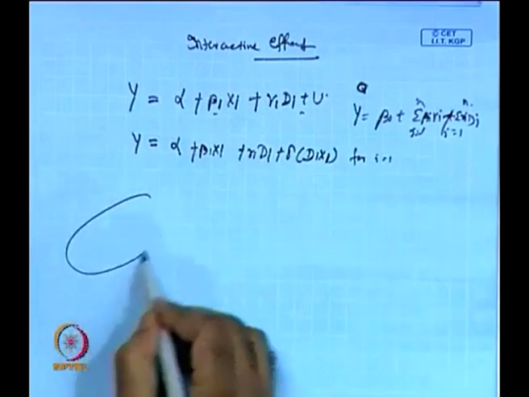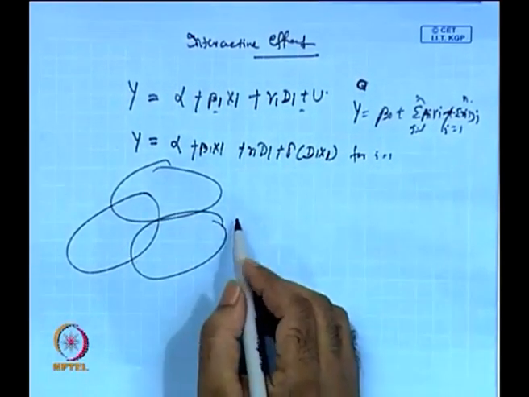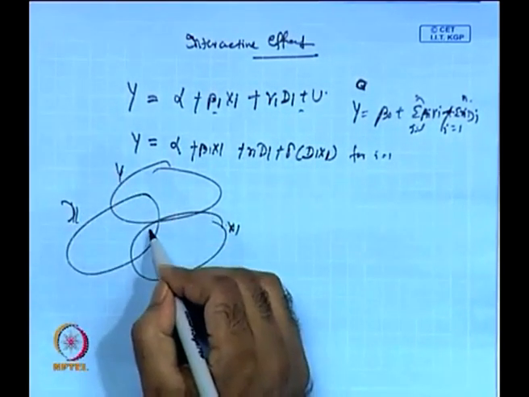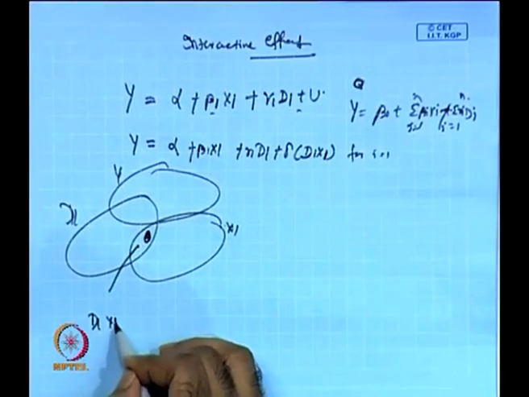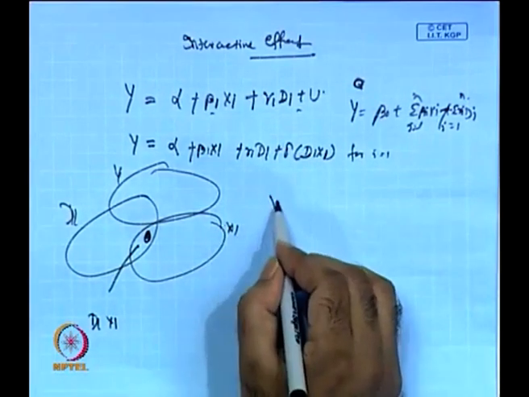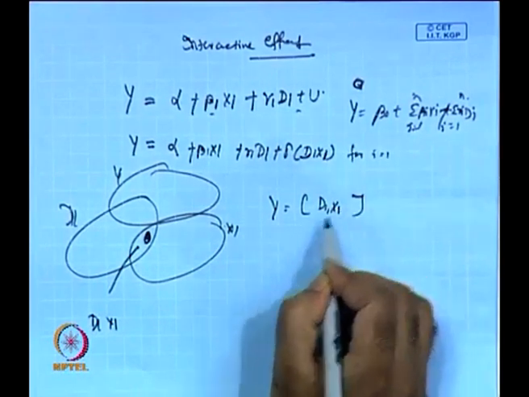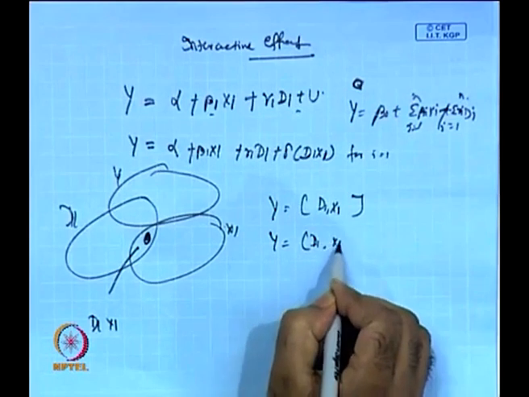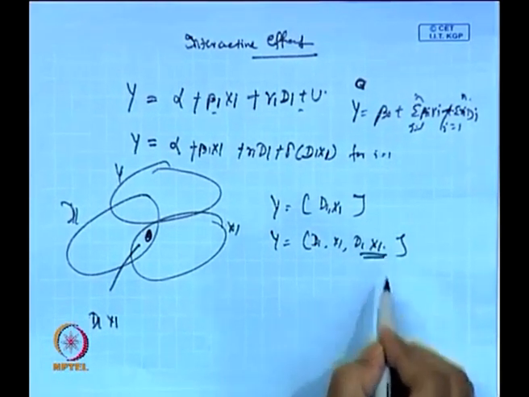So, you see here, this is y and this is x 1 and d 1, this is y. I would like to know this volume, which is known as d 1 x 1. So, what I have to do is create, initially, the function of d 1 x 1. This is called an interactive effect.